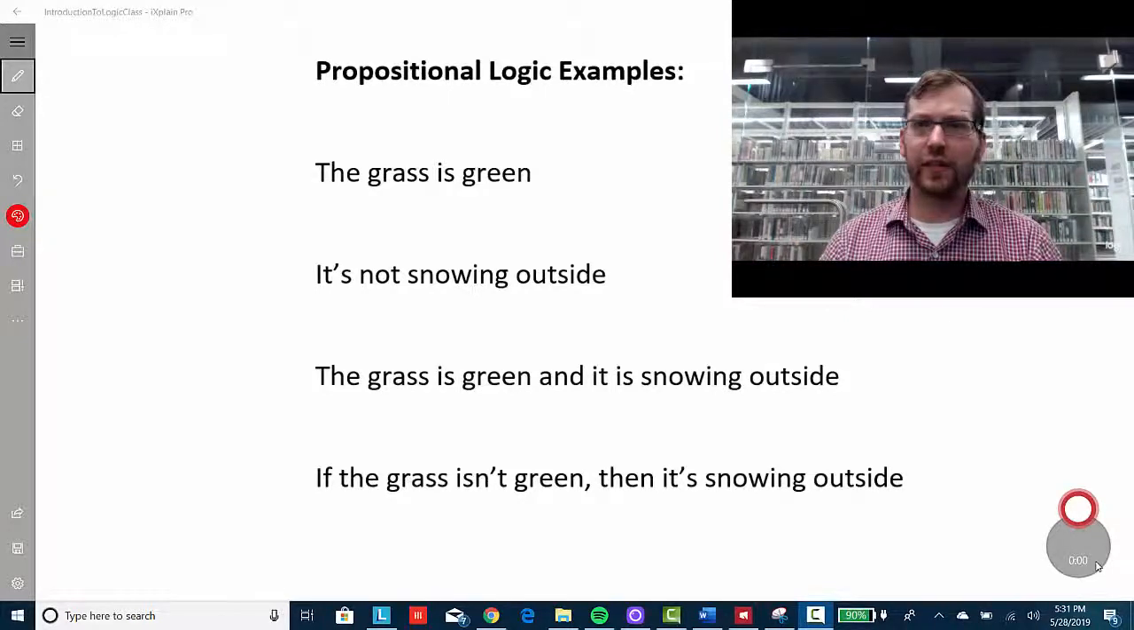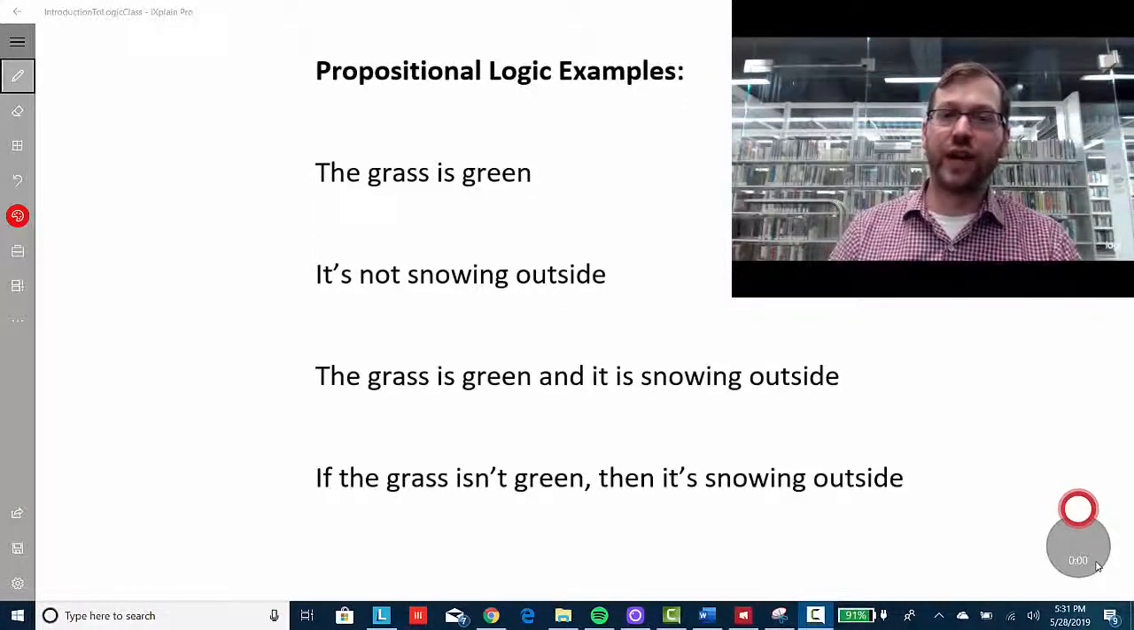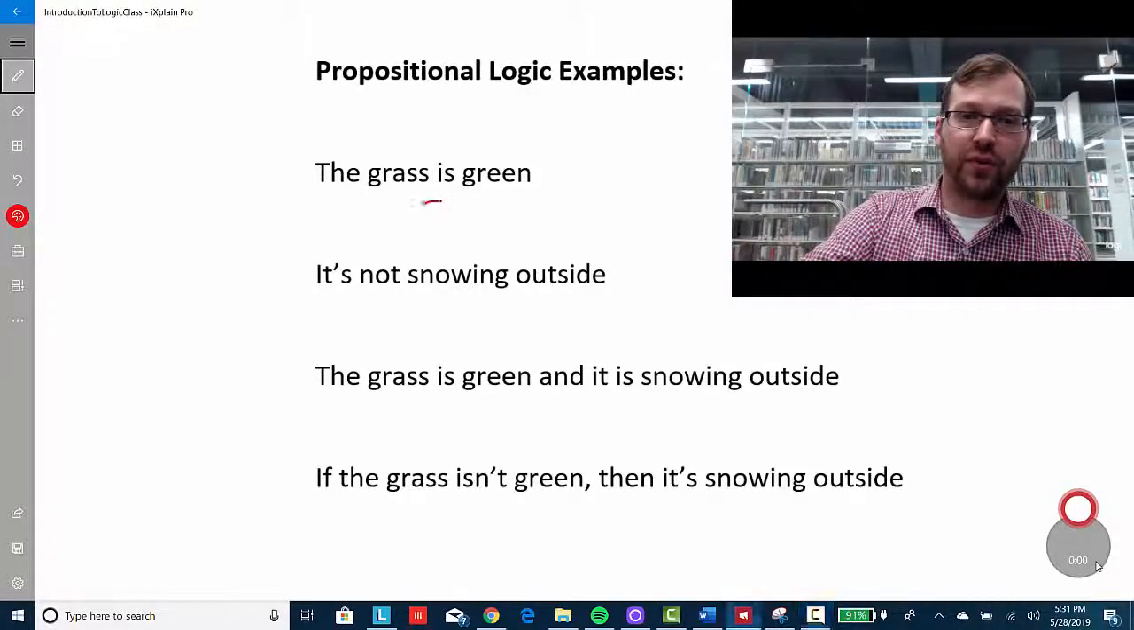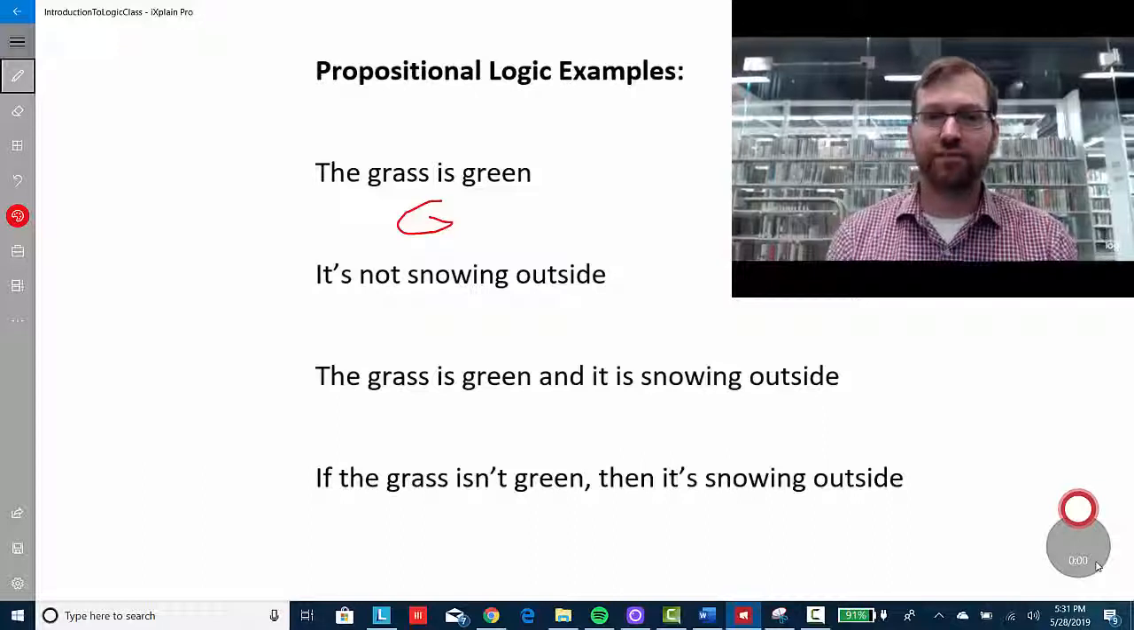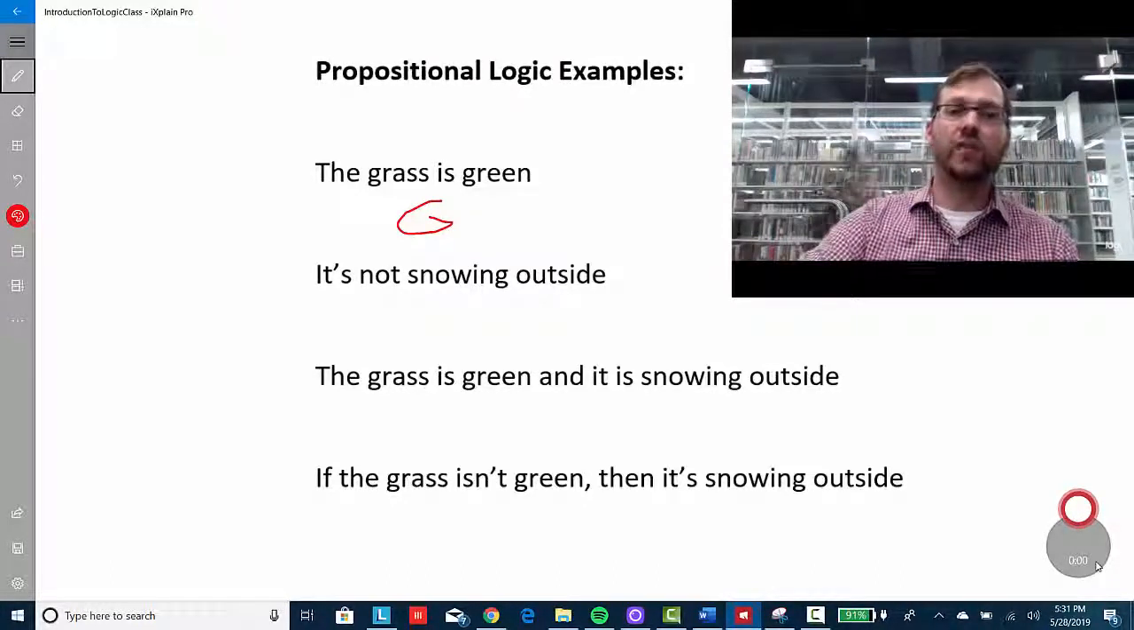Here we have some very basic examples of statements. The grass is green, it's not snowing outside. The grass is green and it is snowing outside. If the grass isn't green, then it's snowing outside. So what we might do in propositional logic is represent an atomic sentence, such as the grass is green, with just one capital letter, such as a G, for instance. But as we get further along in propositional logic, we'll start introducing more symbols that represent certain logical aspects of statements.